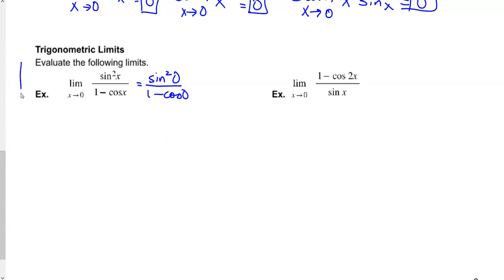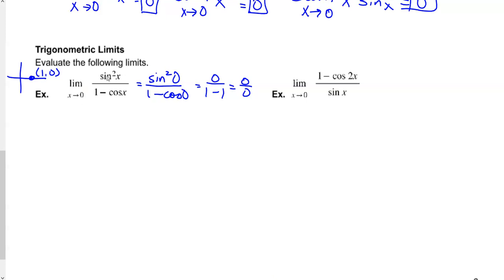So 0 is on the axes. This is the point 1, 0. Remember, this is the cosine value, that's the sine value. So the sine of 0 is 0 squared, which is 0, all over 1 minus the cosine value is 1. So I get 1 minus 1, therefore I get 0 over 0. That's a problem. We don't get a valid answer. So we're going to have to change this function somehow to get that valid function.